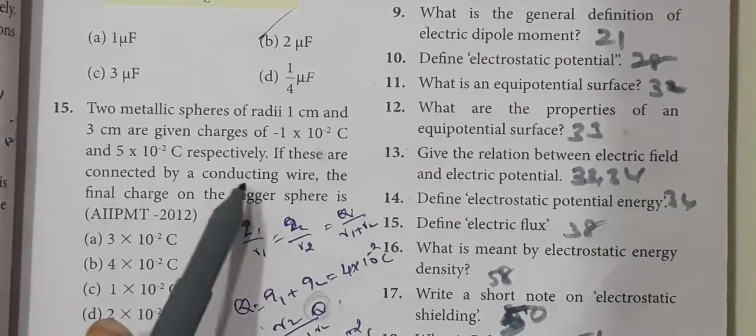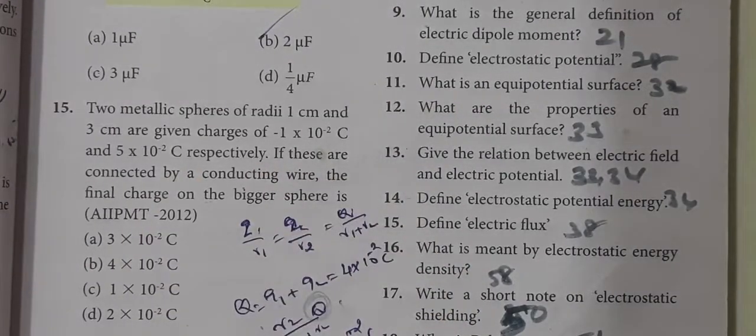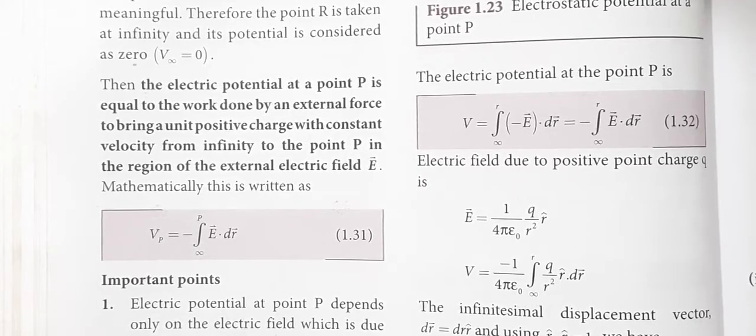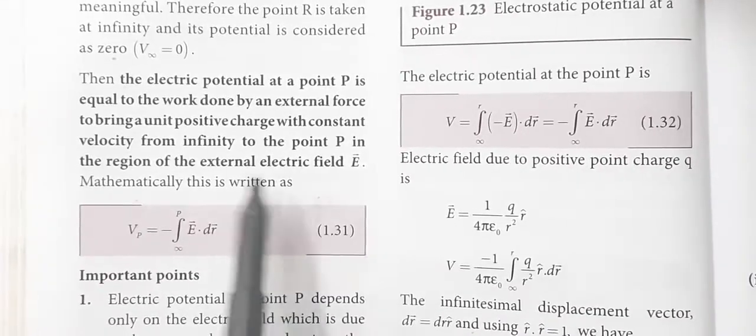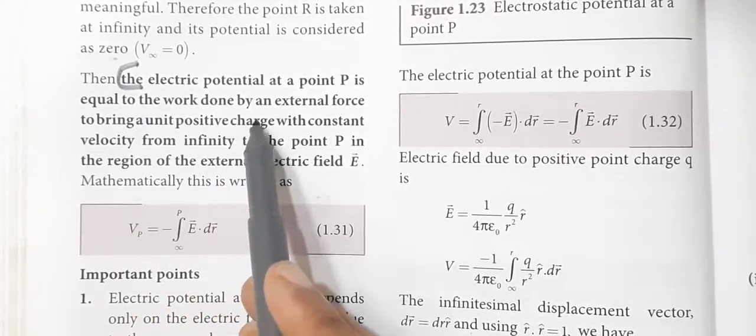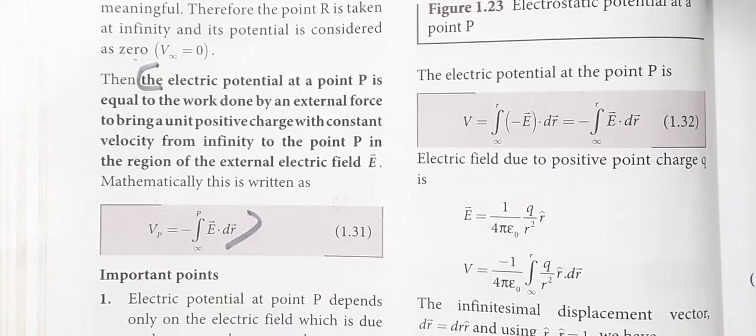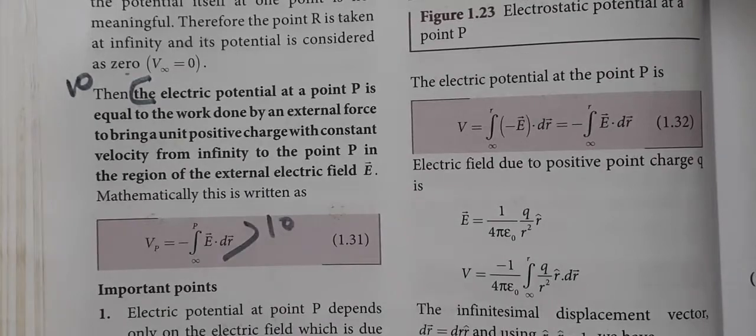The next question is, define electrostatic potential. That is in page number 28. So in page number 28, under the heading of electrostatic potential and electrostatic potential energy, the electric potential at a point P is equal to the work done by an external force to bring the positive charge from here to here. So question number 10. Okay.